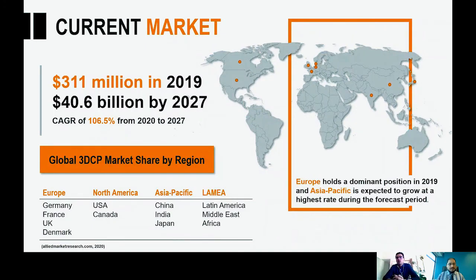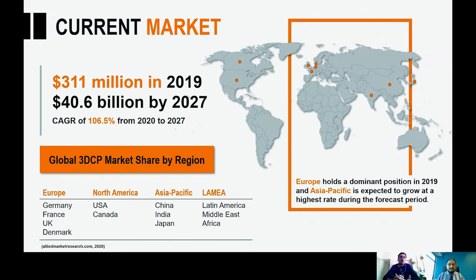So the current market for 3D concrete printing is $311 million, estimated in 2019 by Allied Market Research. However, the market is expected to reach $40.6 billion by 2027. So in a period of 7 years, there's an expected compound annual growth rate of 106%. That means the market will double every year for the following 7 years. This technology is absolutely exploding at the moment.